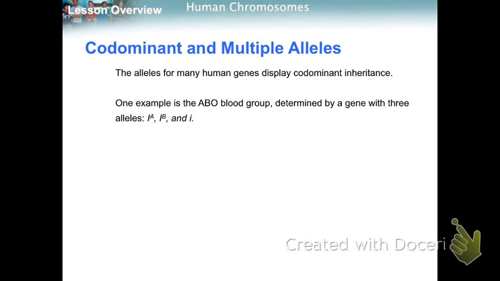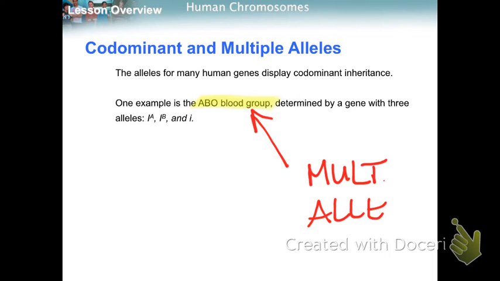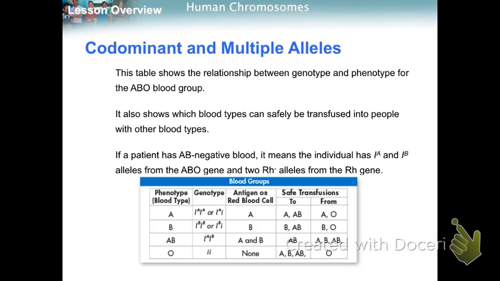Codominance is found in blood type. The ABO blood group has codominant inheritance, and also, this is an example of multiple alleles. So there are 3 alleles. There's the IA, IB, and i. I stands for immunocompatibility. Is it compatible with a person's immune system?